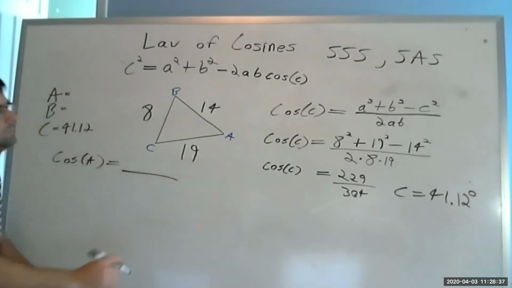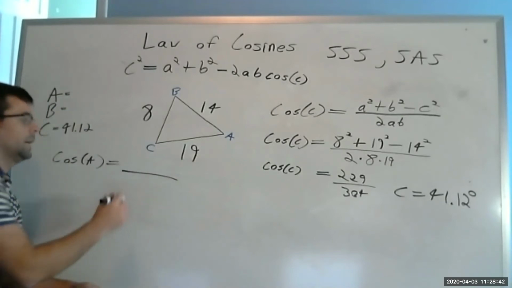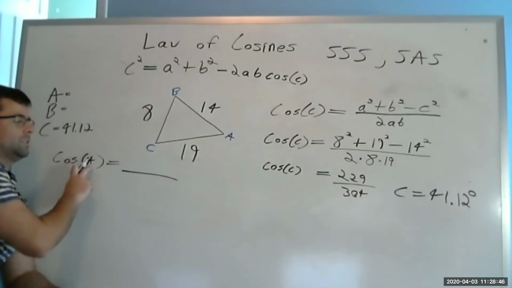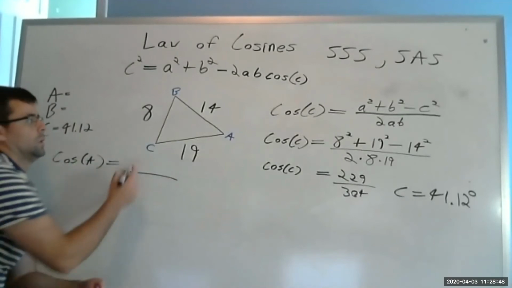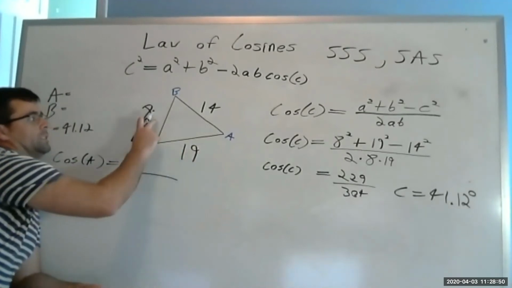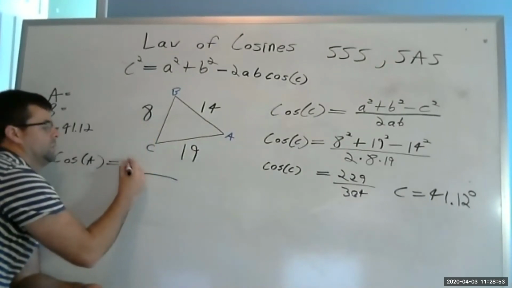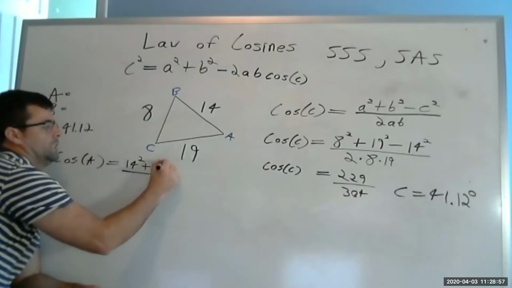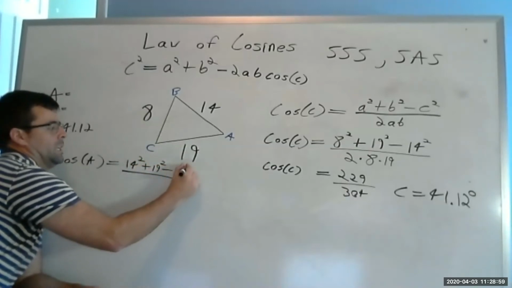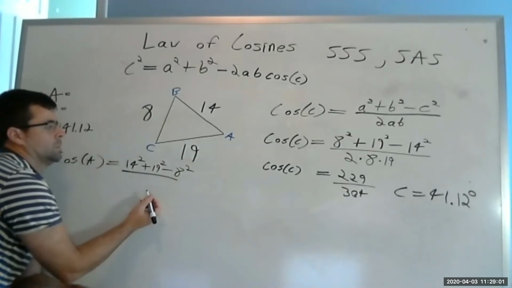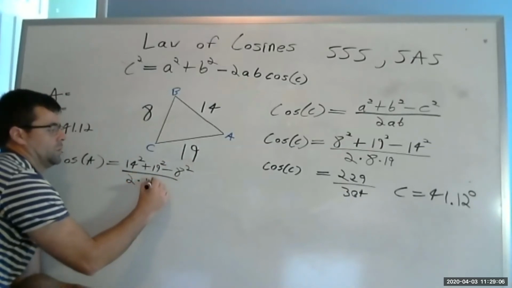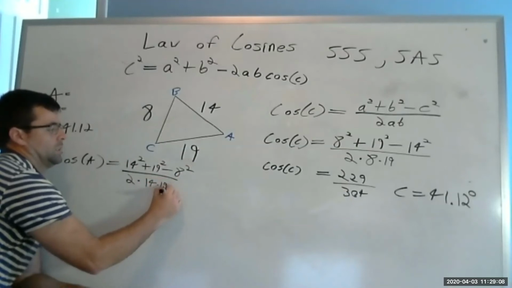Would this be b squared plus c squared minus a squared? Yeah. So it's the other two minus this one. A is 8, so it's 14 squared plus 19 squared minus 8 squared over the first two, 2 times 14 times 19.